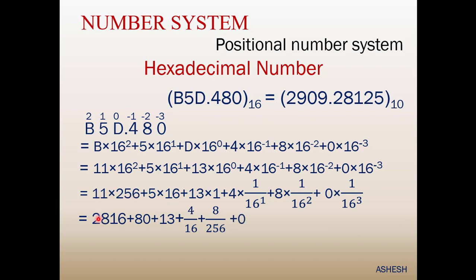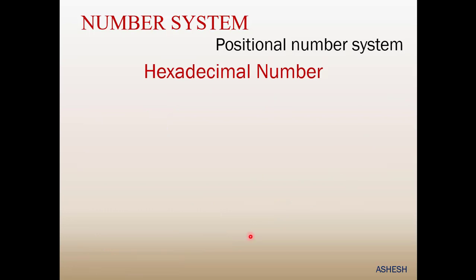256 into 11 = 2816. 5 into 16 equal to 80. 13 into 1 equal to 13. 4 by 16 plus 8 by 256 plus 0. Now 2816 plus 80 plus 13 equal to 2909. 4 by 16 equal to 0.25. 8 by 256 equal to 0.03125. So our answer is 2909.28125.